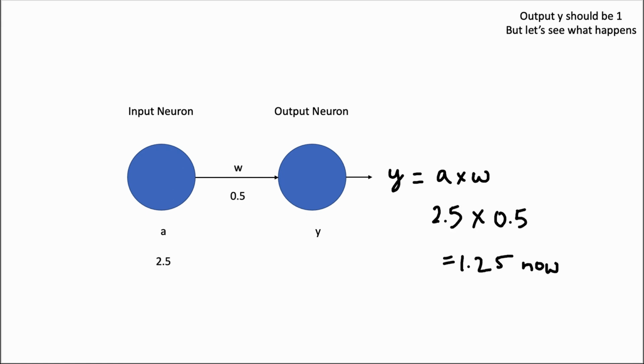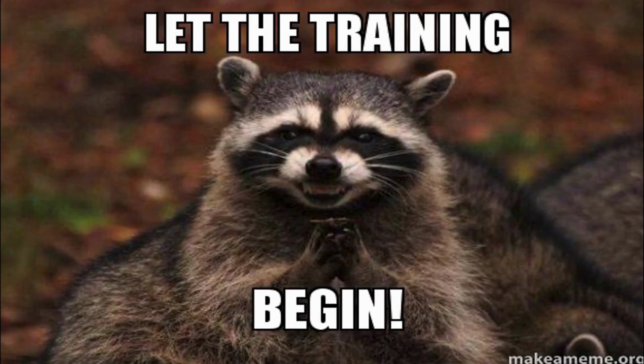But that's not what we want, right? We want the output as 1. Which means if we had weight as 0.4, let's say, then if we plug that into the equation, we would have got our output as 1. But hey, hindsight is 20/20. We didn't know, so we initialized it as 0.5. And now we've got to train it and adjust it.